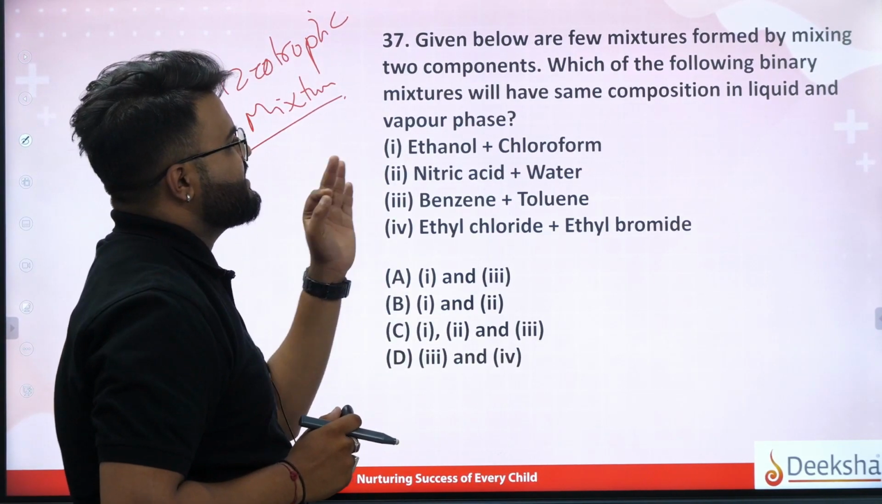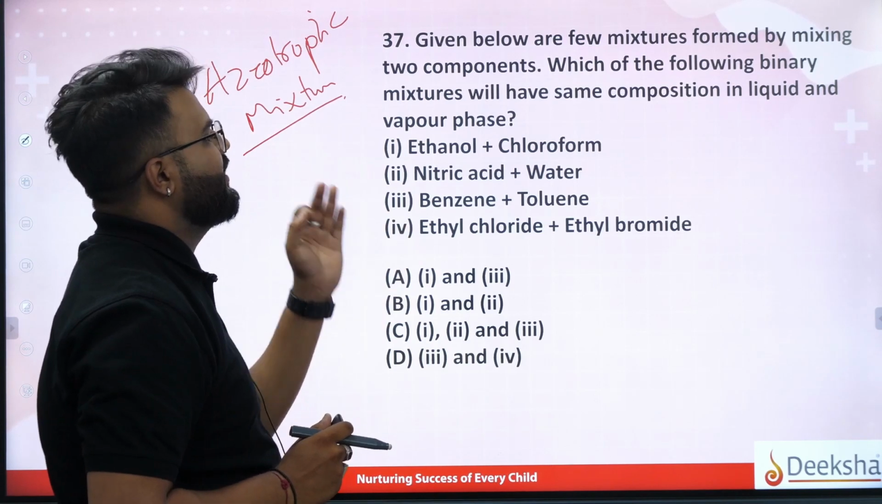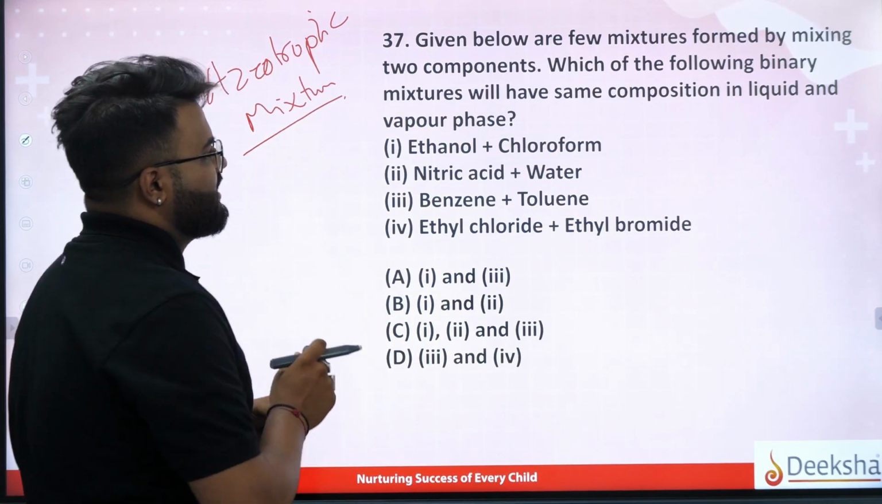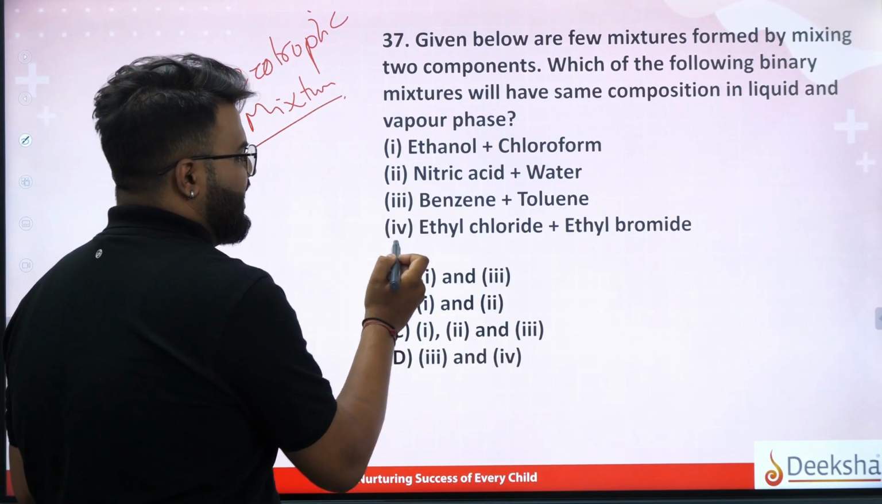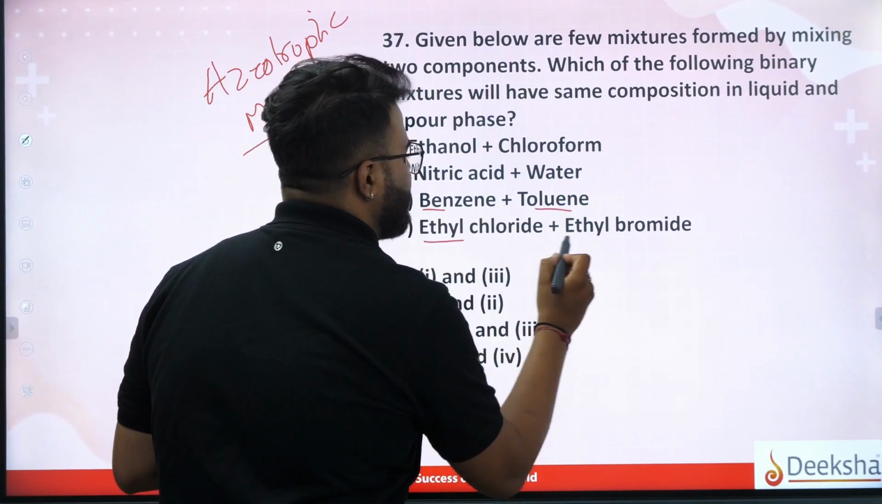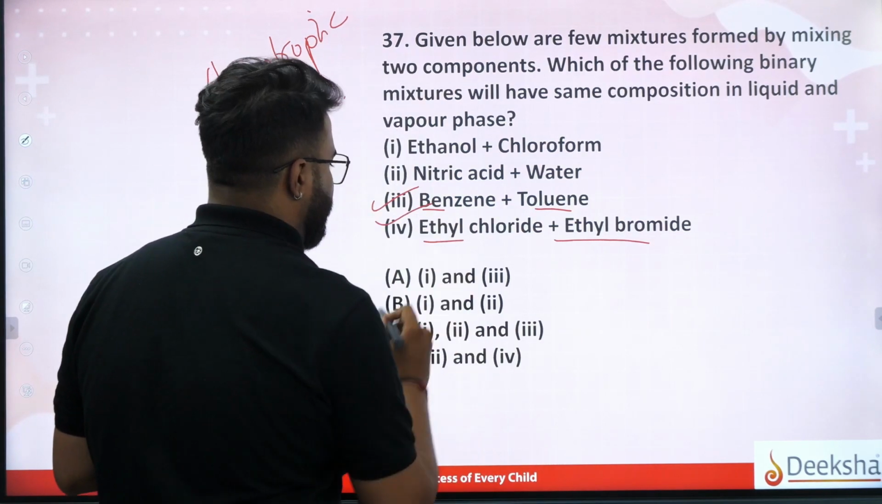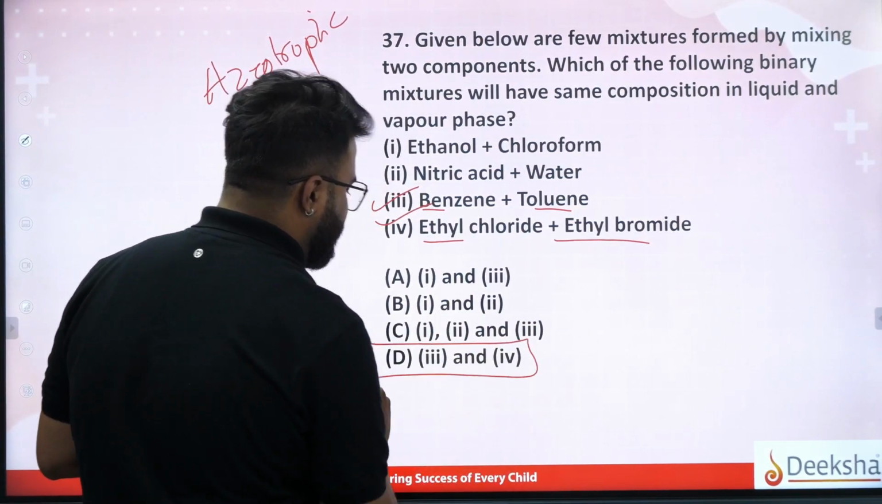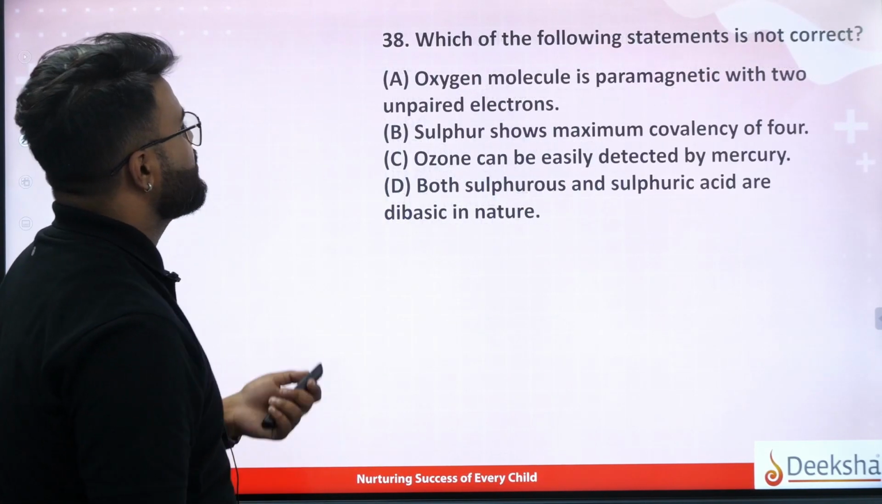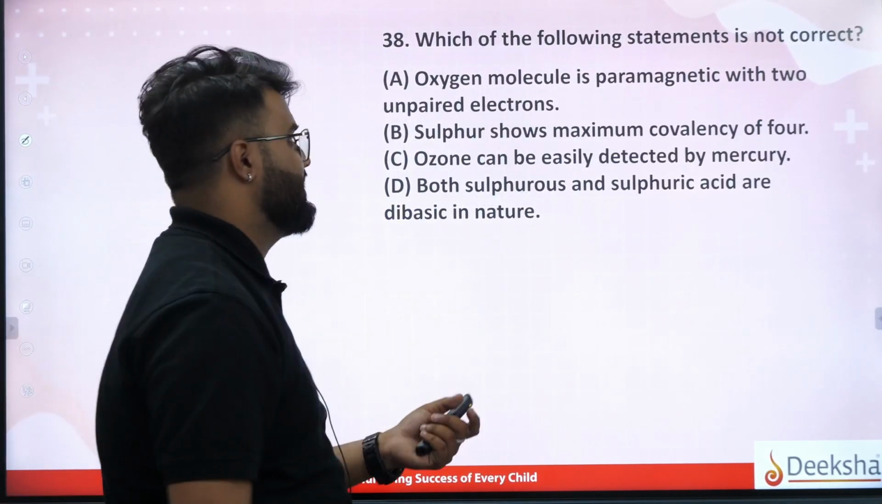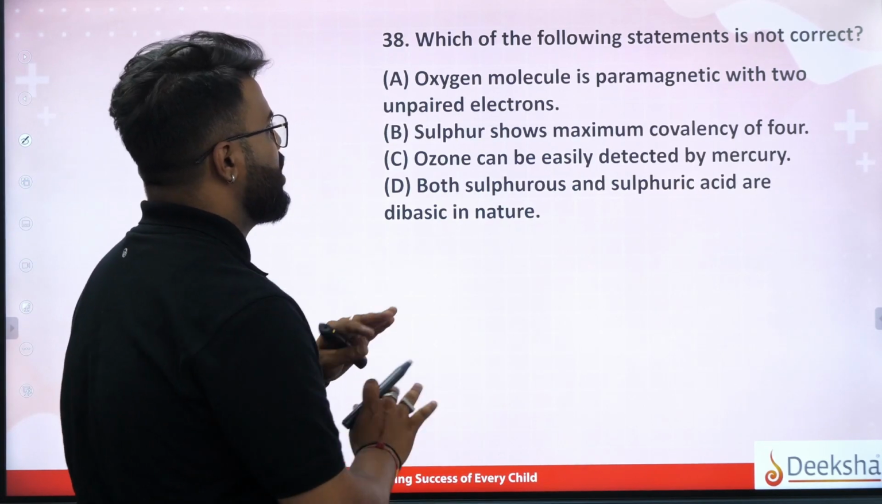So which will have the same composition in the liquid and the vapor phase? We know that both have the proper combination, but option 3 and 4, that is benzene and toluene and ethyl chloride and ethyl bromide, is your correct answer. So option D will be your correct answer for your question number 37. Okay. Question number 38. What does it say? Which of the following statements is not correct?